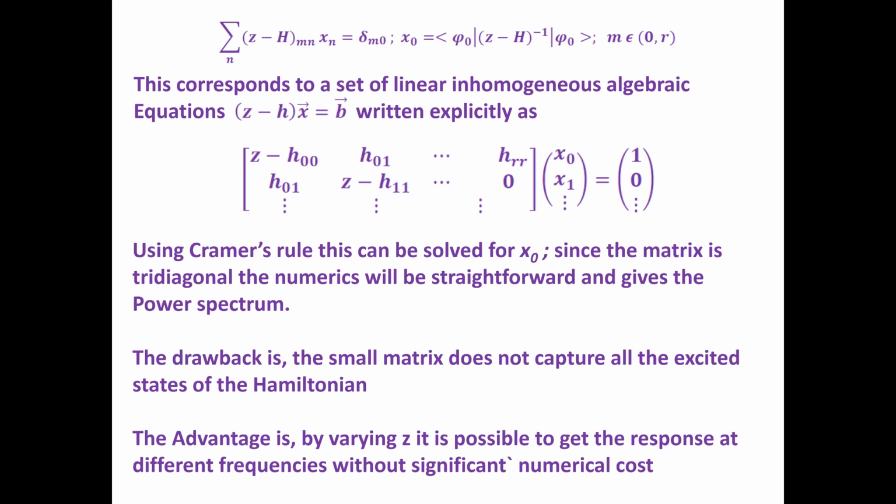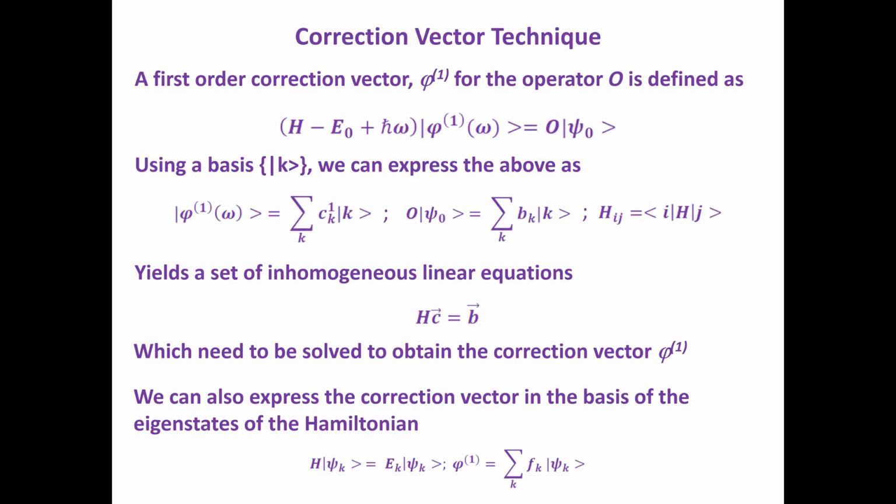The only good thing is that once you have this matrix, you can calculate the power spectrum for all values of omega. You just put in different values of omega and calculate the power spectrum. So we came up with a different technique known as the correction vector technique. This was invented when we were working on exact diagonalization for computing nonlinear optic properties of molecules.